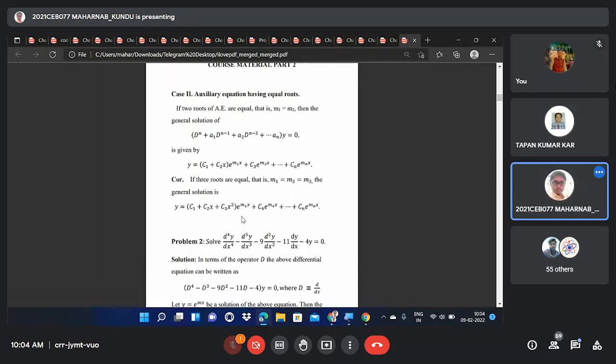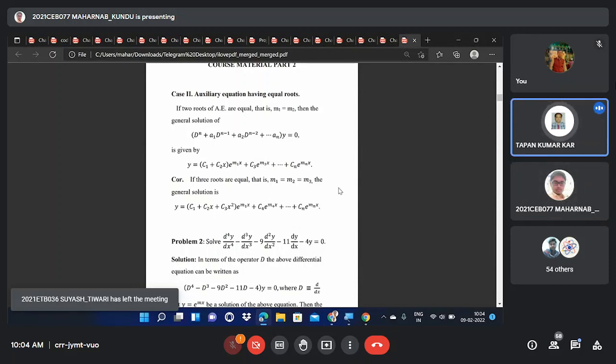If three roots are equal, say m1, m1, m1, then it can be shown e to the power mx is a solution, already you have got. X e to the power m1x is also a solution. X square e to the power m1x is also a solution of the given equation. So three solutions, following a pattern, like this.